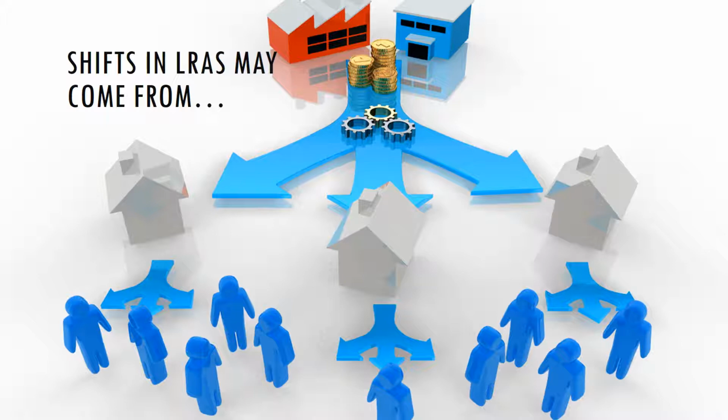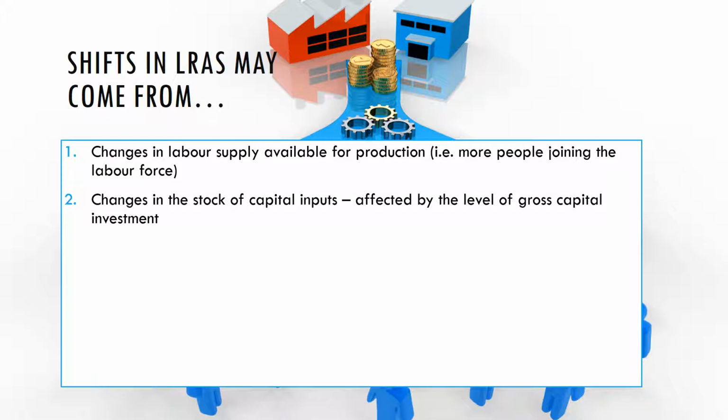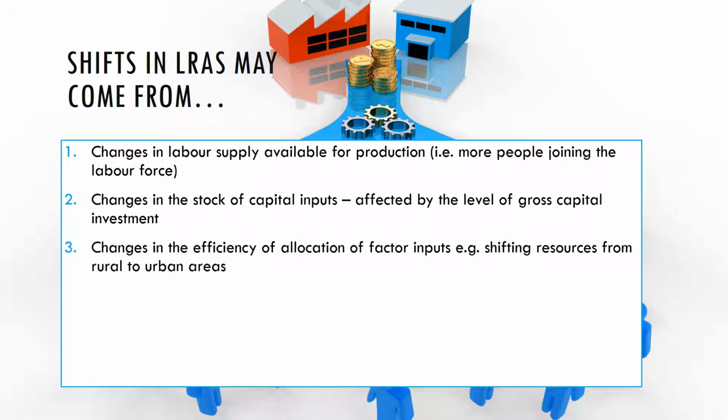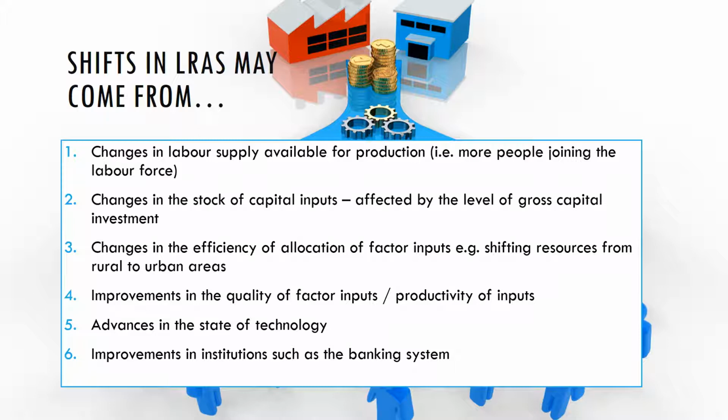So a quick summary of what might cause shifts in the long-run aggregate supply. Well, these shifts may come from changes in the labour supply, as we mentioned before, more people joining the labour force. Changes in the stock of capital, so may be affected by the level of gross capital investment. Changes in the efficiency of the allocation of factor inputs. So for example, shifting resources from rural to urban areas, maybe labour is more productive in an urban area than a rural area. That would increase the potential level of output. Improvements in quality of the factors of production, advances in technology, and maybe improvements in institutions such as the banking system, enabling more investment to take place.